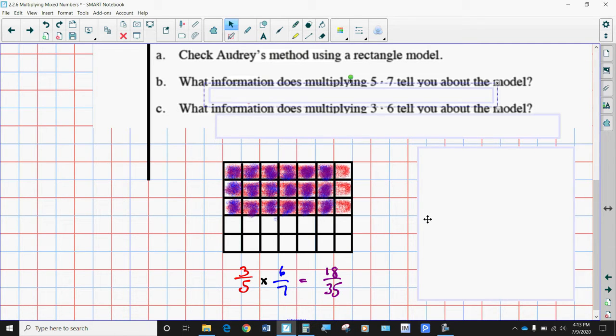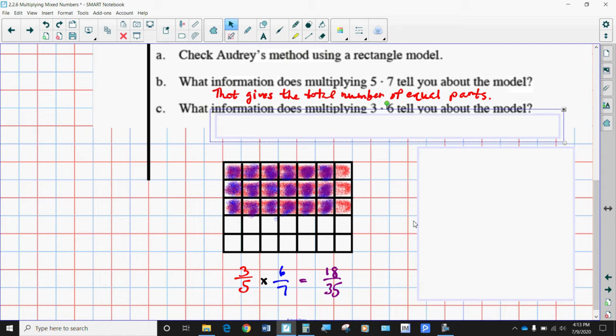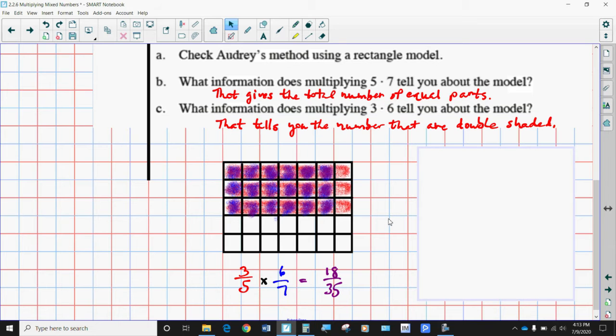What information does multiplying 5 times 7 give you? That gives you the total number of equal parts in the whole. And what information does the 3 times the 6 give you? That's the number that have been double shaded. Because remember, whatever part was double shaded represents the numerator of our answer. Okay? So let's start to transition away from using the visual imagery and solve it symbolically, which is so much faster and so much easier.